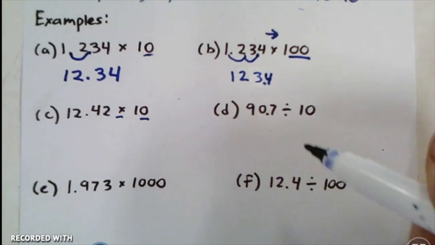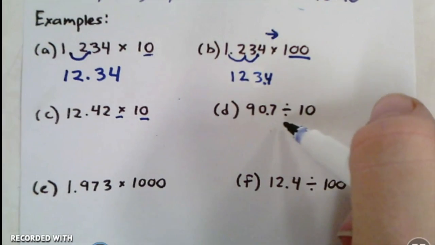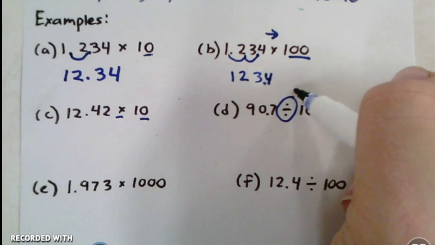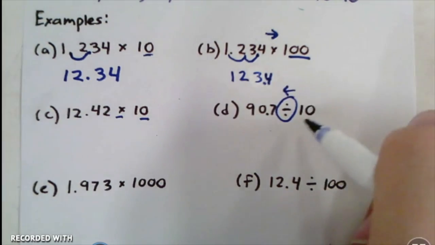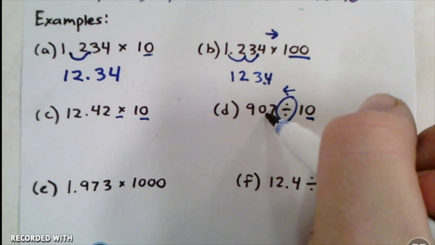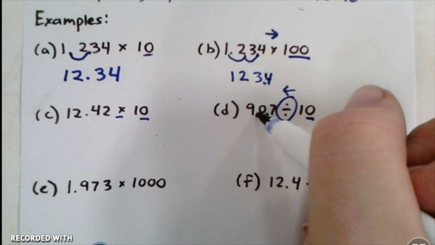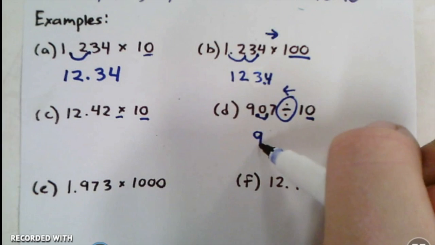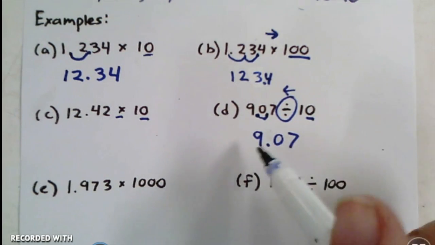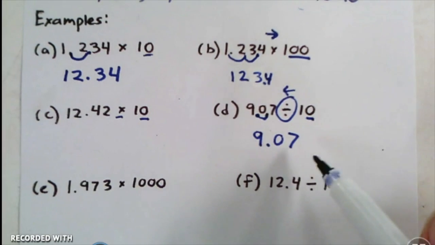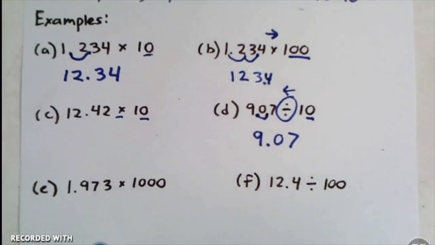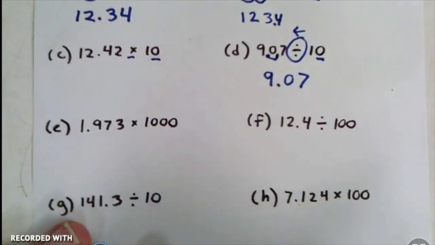Now I have D. This says 90.7 divided by 10. So instead of going to the right, I'm going to go to the left. And there's one 0, so I'm only going to move one spot. My decimal's here, and I'm moving one spot to the left. So my answer is now 9.07. I can check it by making sure that my answer got smaller because I'm dividing. So I started with 90 and now I've got 9. It did get smaller. What about E?